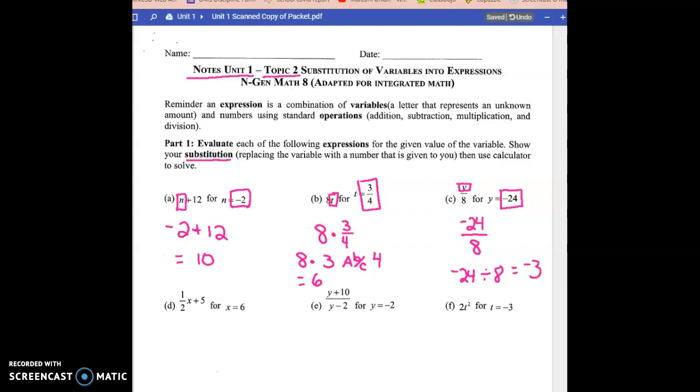Okay, I'm going to skip down because we're going to do a couple of these together in class. I kind of wanted to do the harder ones with you so we could talk about them a little bit more. So we're going to leave D and E for in class next time we meet on Tuesday. I'm going to jump over to F.